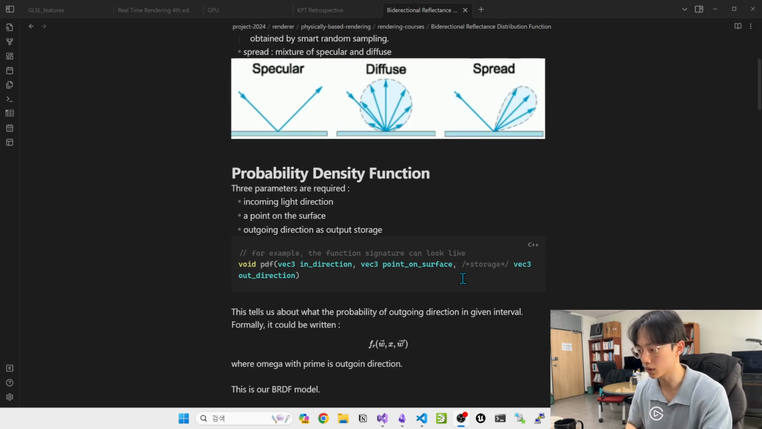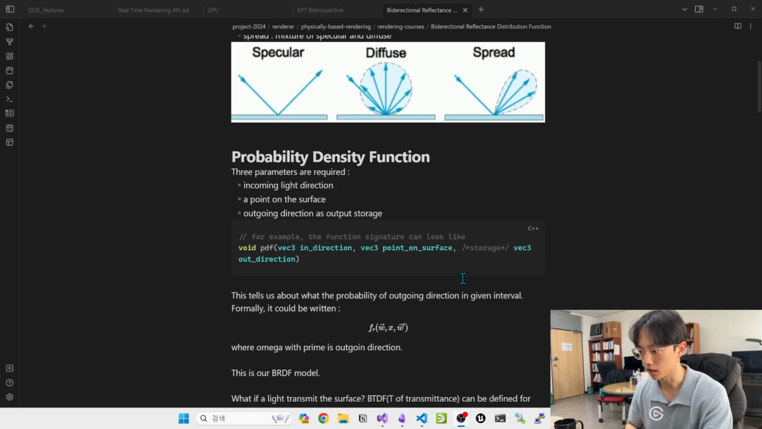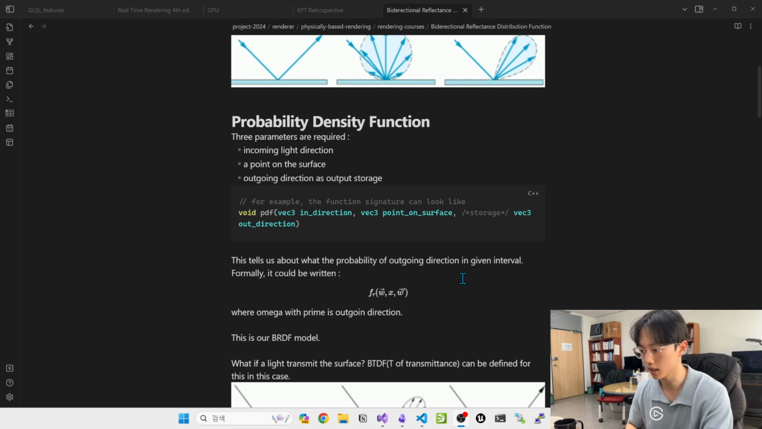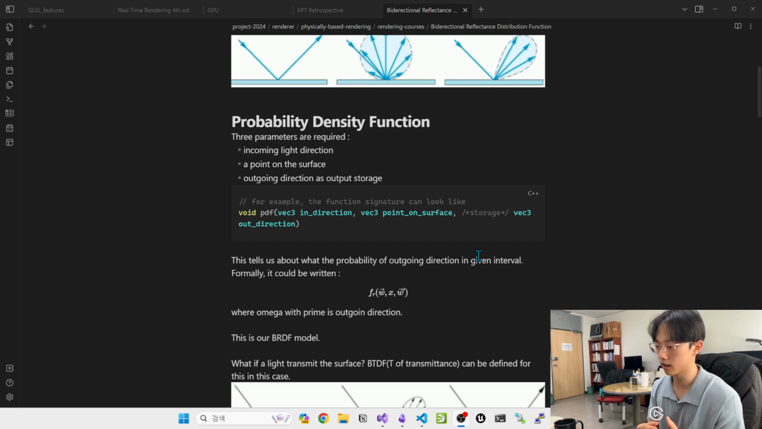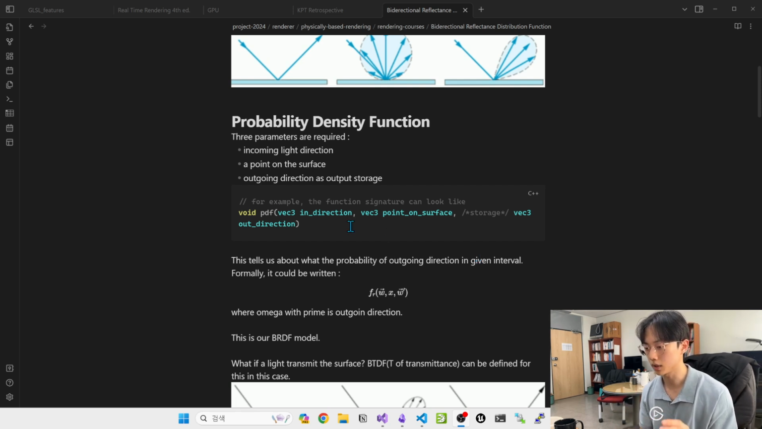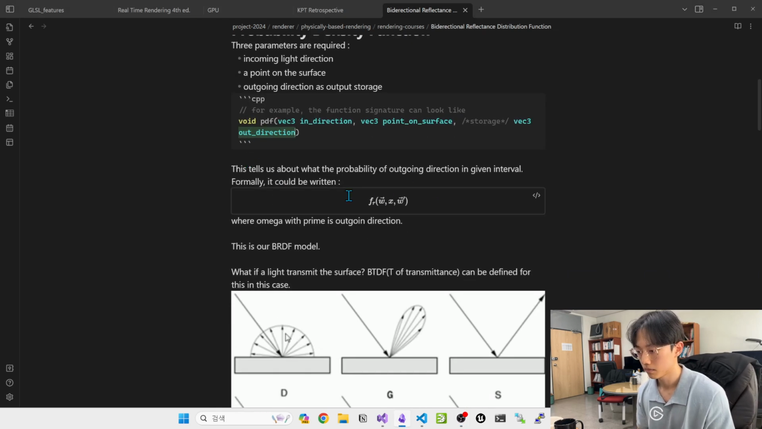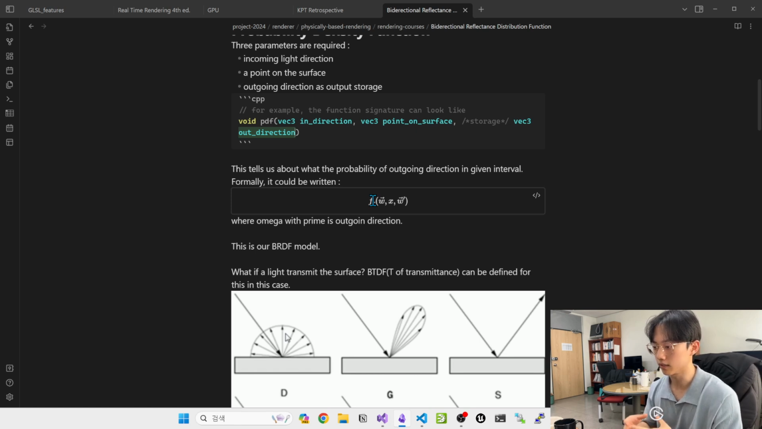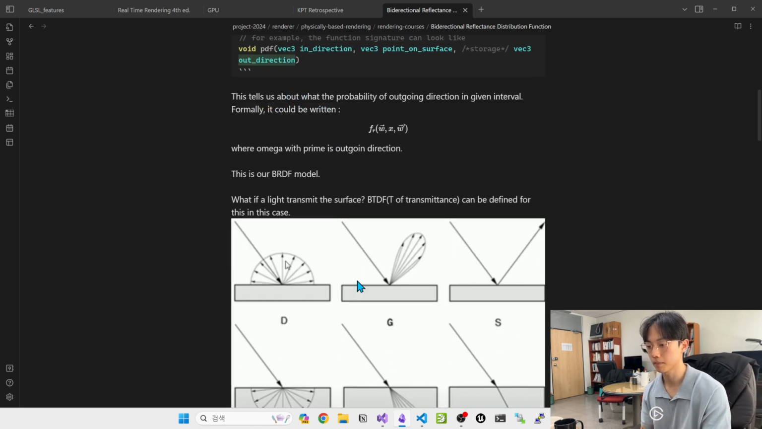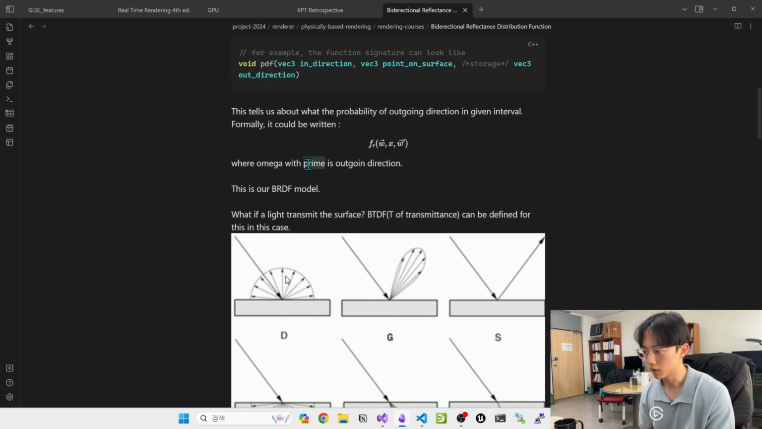Three parameters are required for this probability density function. One is the incoming light direction, obviously, and the point on the surface, because we are caring about just a single point when we compute something. We also need the outgoing direction as the output direction. When we call this function, this output direction is uninitialized, but after we call this PDF, it computes the outgoing direction against the incoming direction and stores the value inside the out direction. So this tells us the probability of the outgoing direction in a given interval. Formally, it could be written with the incoming direction at the point of the surface and the outgoing direction as a storage, where omega prime is the outgoing direction here.